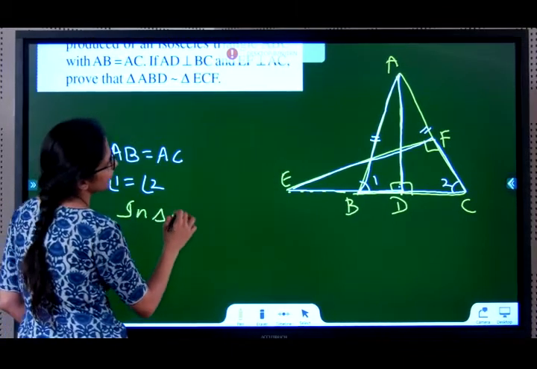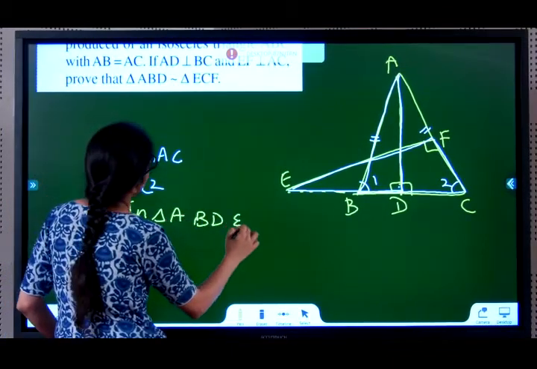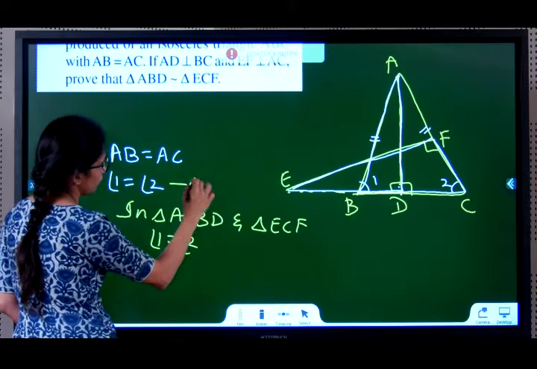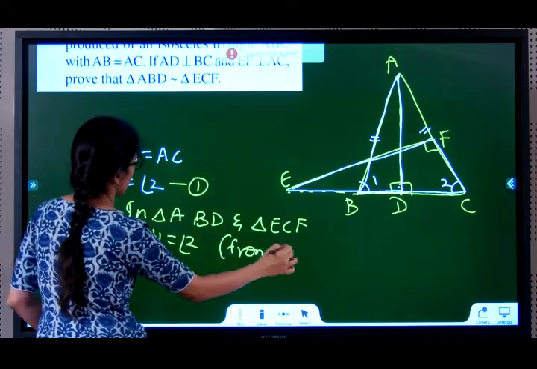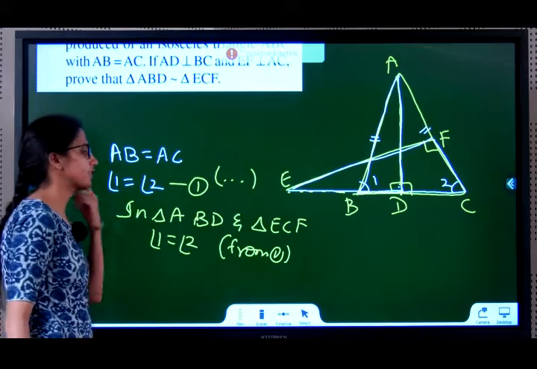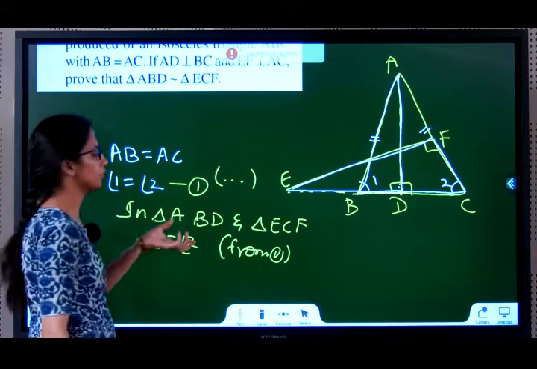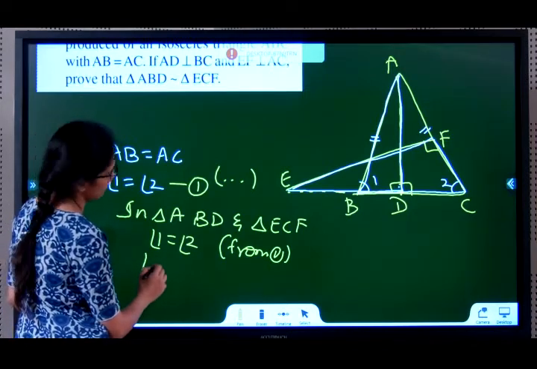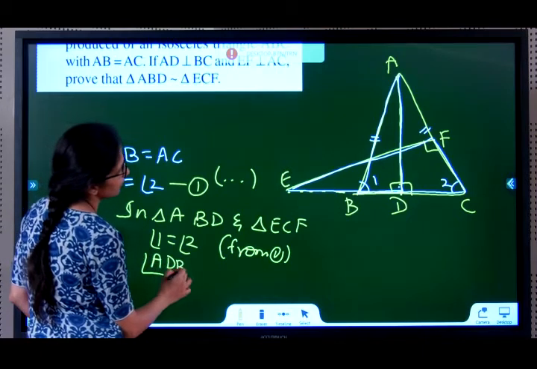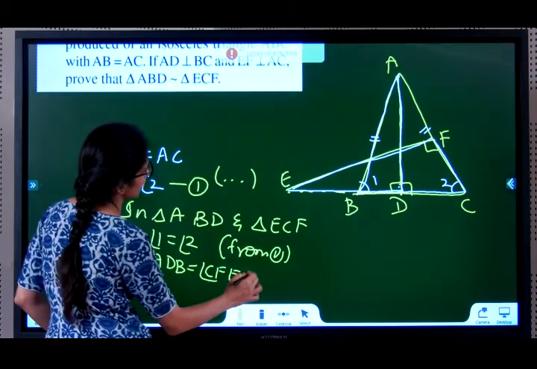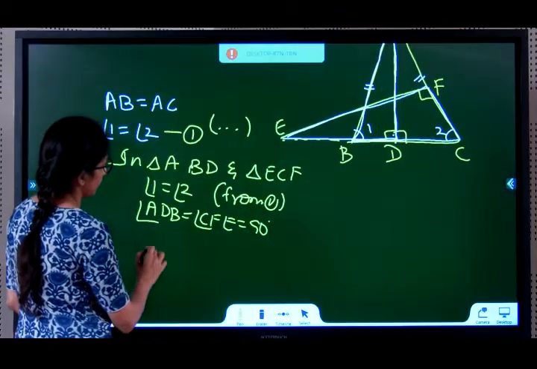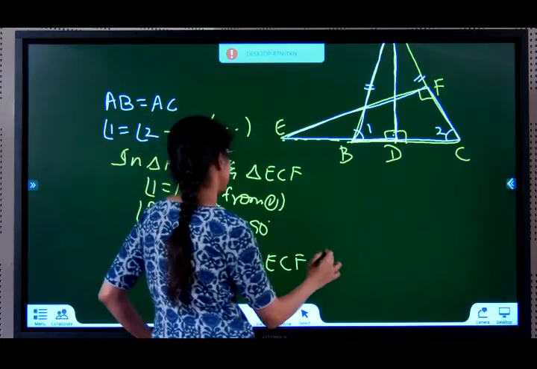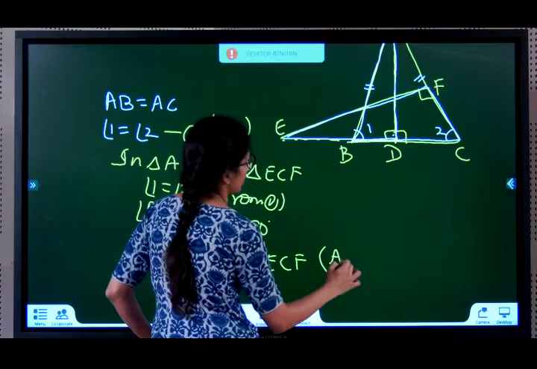So in triangle ABD and triangle ECF, angle 1 equals angle 2 from 1. You should write the reason here, guys, saying that base angles of an isosceles triangle are equal, or angles opposite to equal sides in a triangle are equal. Also, angle ADB is equal to angle CFE equal to 90 degrees. Therefore, we can conclude triangle ABD is similar to triangle ECF, reason being AA similarity criteria.